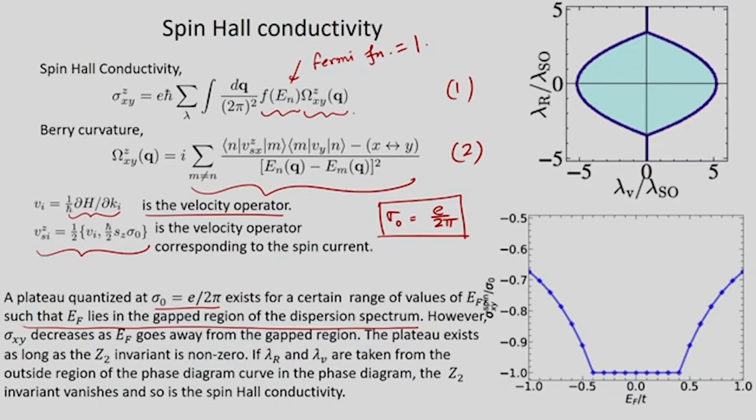Okay. And so, if lambda r and lambda v are taken from the region outside, that is this white region here or here or here or here, then of course the Z2 invariant vanishes, and the plateau structure vanishes as well. Okay. So, this is by and large what one gets from the Kane-Mele model, and the explicit calculations of all the quantities that are of importance are presented here.